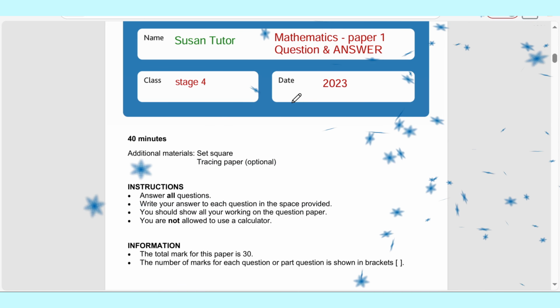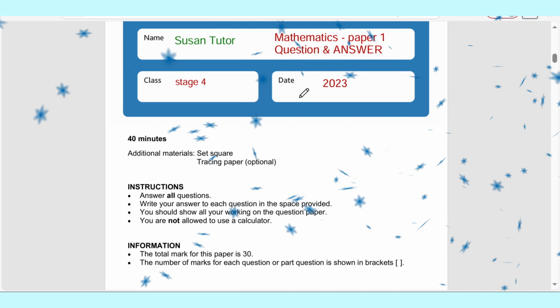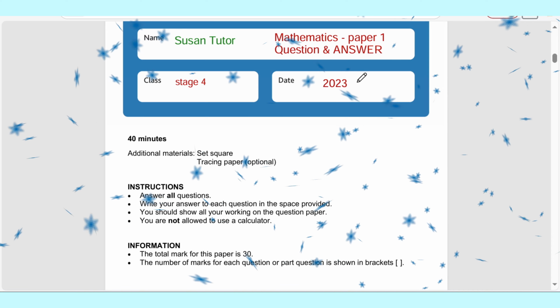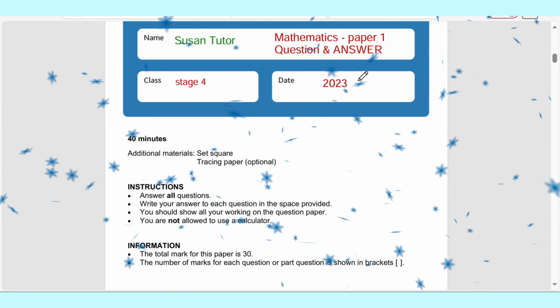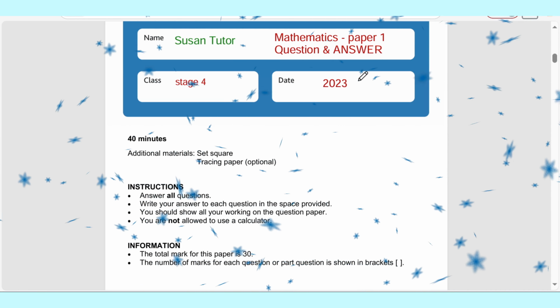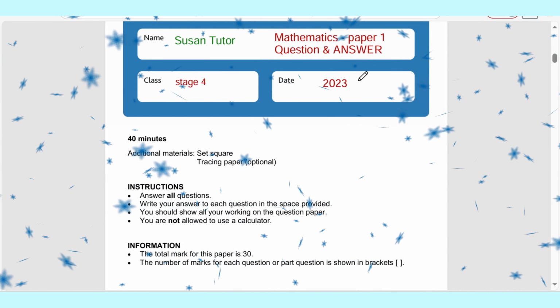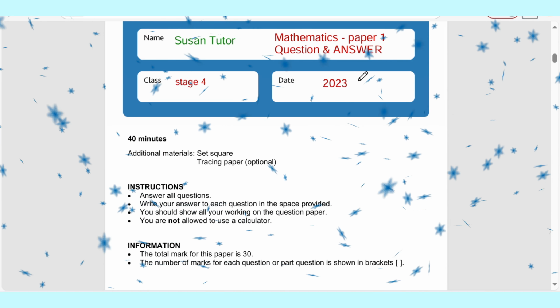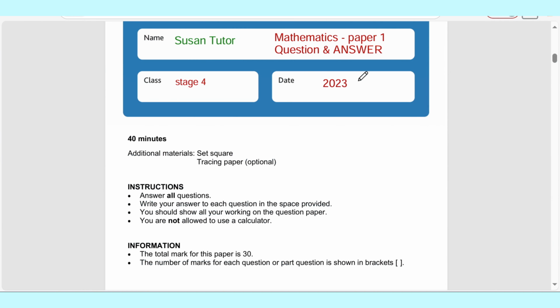Today we are going to discuss stage 4 progression test mathematics paper 1. It's in question and answer form. Each question will be given a time interval to get your own answer. Grab your pen and paper or pencil or writing pad so you may check the answer along this quiz. This is from year 2023. The real test duration is 40 minutes and you may need a set square. Answer all questions. The total paper is 30 marks. Okay, let's get started from number 1.